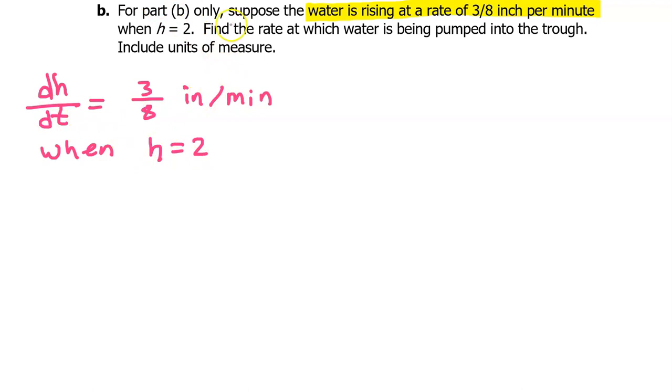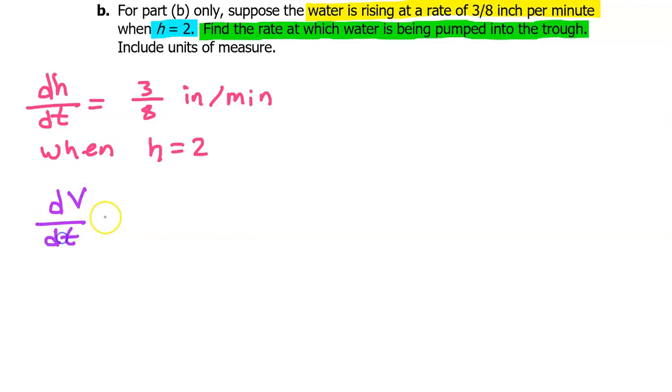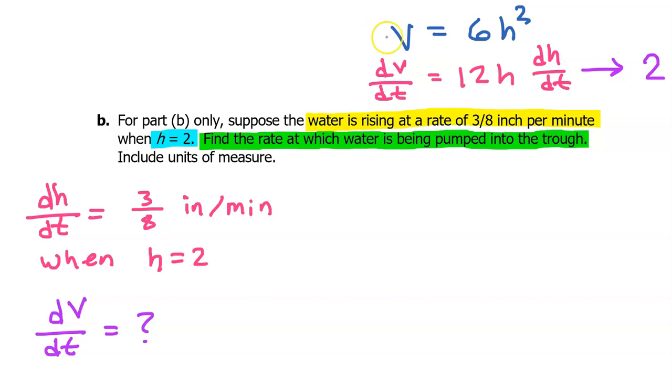So that's really two facts that we are given. And then there's something that we are supposed to find. Actually, let me highlight this as well. So we are supposed to find the rate at which the water is being pumped into the trough. So the water going into the trough is the volume. So we are being asked to find the rate of change of the volume, so dV/dt. From Part A, we already know the relationship between the volume and the height, so we can just use that again. So the volume is equal to 6h squared.